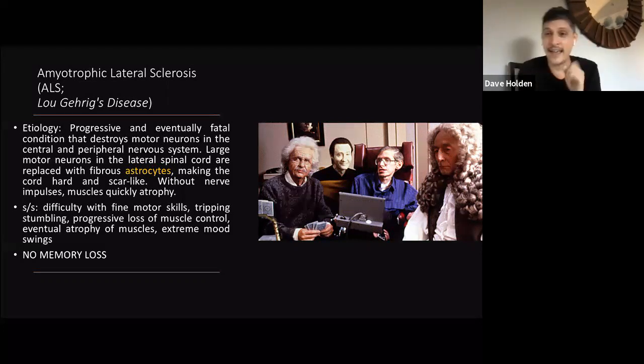So ALS, what is it? What is it all about? Well, basically, motor neurons in your spinal cord get destroyed and replaced with a different kind of cell called astrocytes. They're super important in the nervous system for structural support, but they tend to be really fibrous. They're really good for structure and holding things together, but they're not so good for sending messages to each other. Most of these neurons that get replaced happen to be located on the lateral sides of the spine.